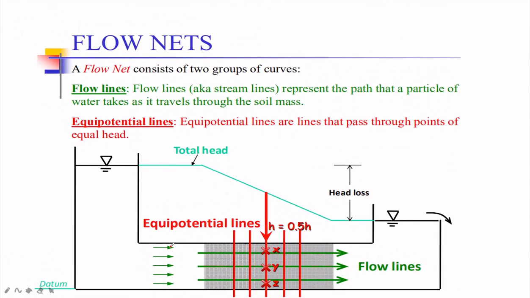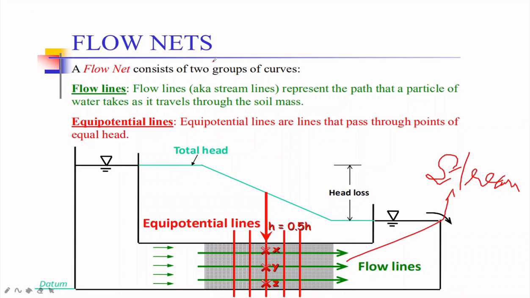Okay, so the next concept is the flow net. So what is a flow net? A flow net consists of two groups, flow lines. The flow lines represent the path that a particle of water takes as it travels through the soil mass. So see here, this is the soil mass, this is the total head. So equipotential line ಅಂದ್ರೆ ಏನು? Velocity potential head is equal to 0. So these are nothing but equipotential lines, and these flow lines are streamlines. ಈಗ ಓದಿದ್ರಲ್ವಾ stream lines. ಇದನ್ನೇ ಅವ್ರು ಹೇಳಬೇಕಾಗಿರೋದು, because to introduce the concept of flow net.